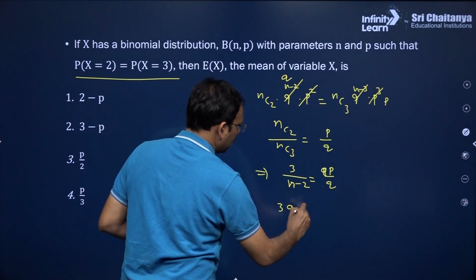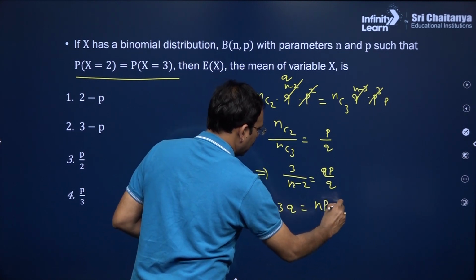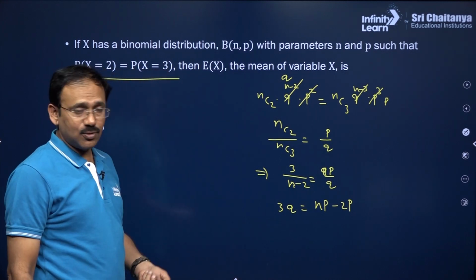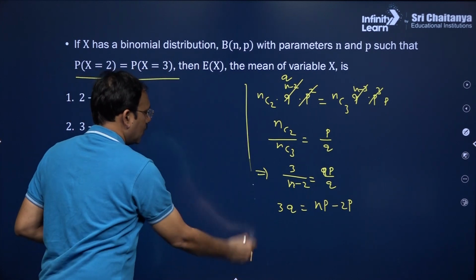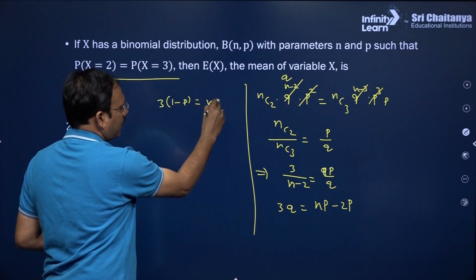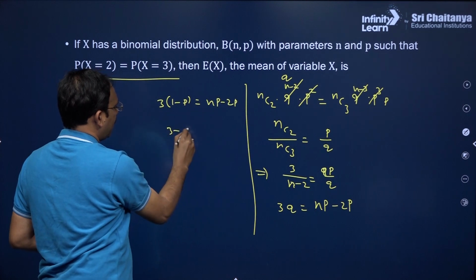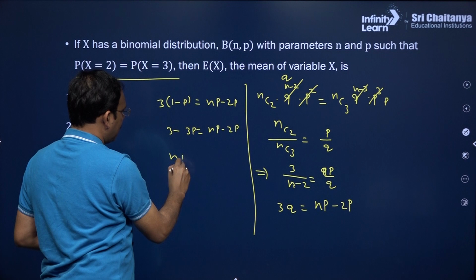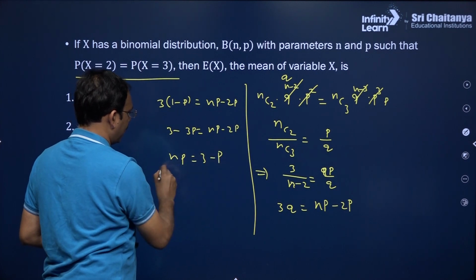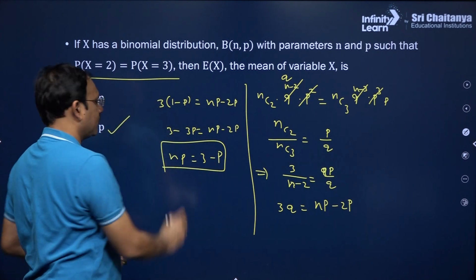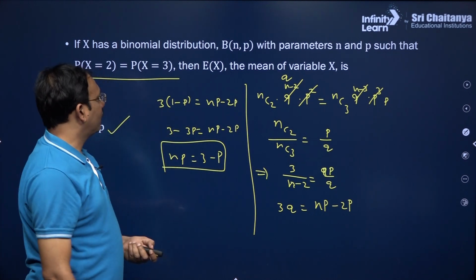You know, nCr by nC(r+1), we have a result (r+1) by (n minus r), is equal to, you see, this is p by q, my dear friends. So, 3q is equal to np minus 2p. All the options are in terms of p. So, convert q also in terms of p. q you can replace by 1 minus p, so 3 minus 3p is equal to np minus 2p, and hence np is equal to 3 minus p, my dear friends. I want the mean, which is np, is 3 minus p. That's all. Okay. Fine. Next.